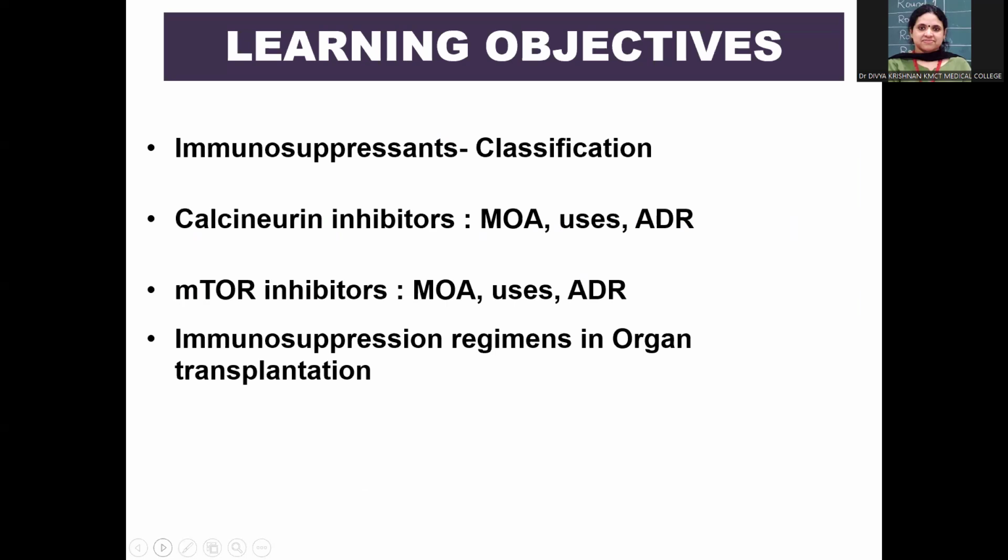There are other classes of immunosuppressants like the anti-proliferative drugs, corticosteroids, and biological agents. But since you have studied these drugs in the previous topics, I'm not covering this again here during this session. Finally, we shall also be looking into the different immunosuppression regimens which are used in organ transplantation.